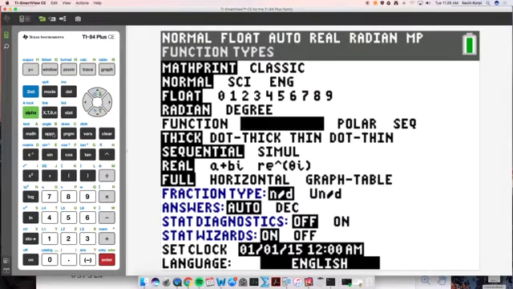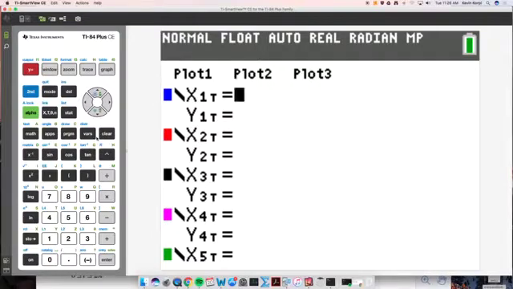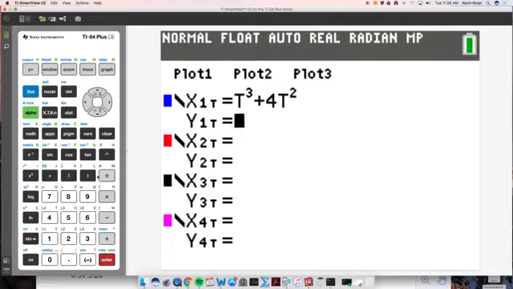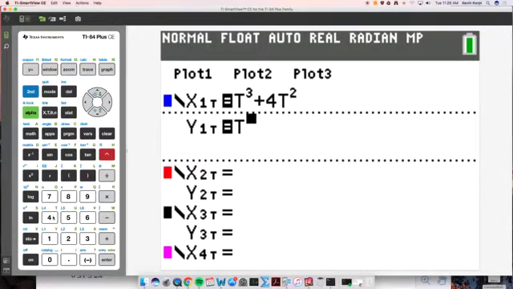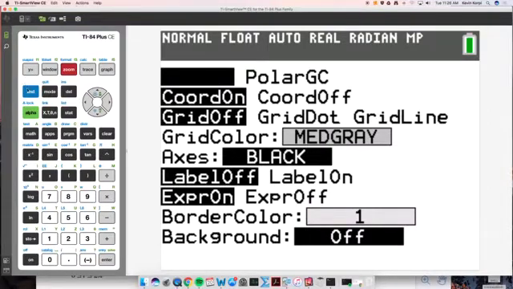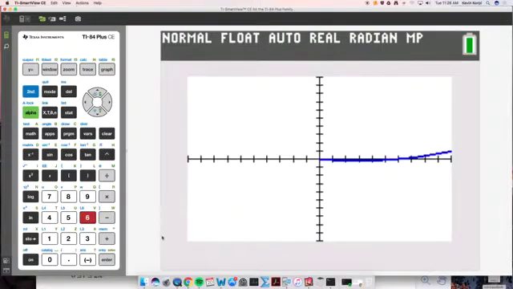Teamwork. Very good. So I go back to parametric mode, and we'll type in the positions, t cubed plus 4t squared for the x. And then for the y, t to the fourth minus t cubed. And we'll go to our window. 0 to 2 pi is default. I'm just going to hit zoom 6.